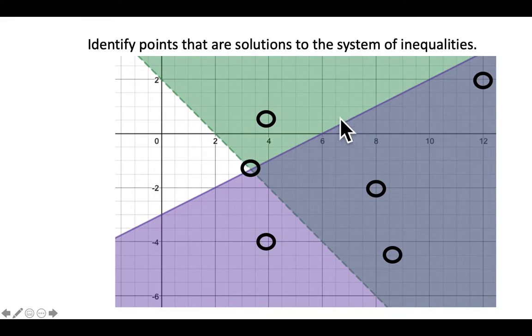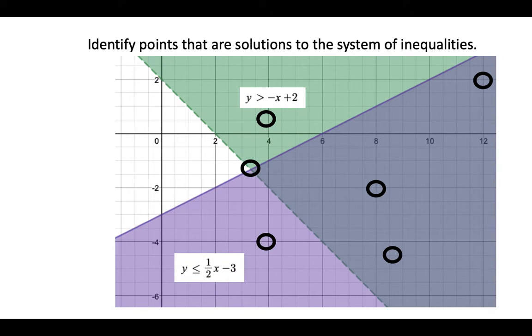Let's try it again. Here's another set of inequalities. I have one line right here and everything's shaded above in green. Then this is a dashed line. Then this is a solid line and everything below it is shaded in kind of a lavender. So this common area turned out to be kind of gray. With that in mind, let's think about which of these points are solutions to the system of inequalities.